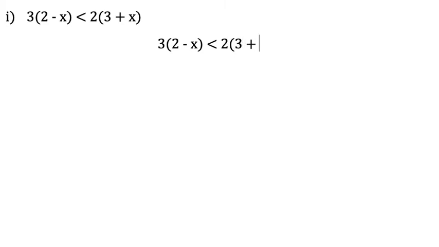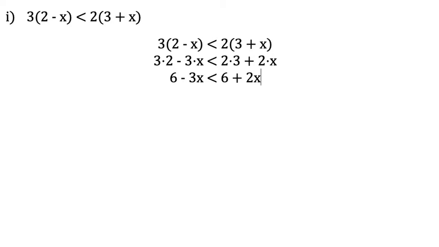We can use the distributive property on both sides, and we'd get 3 times 2 minus 3 times x is less than 2 times 3 plus 2 times x. This would give us 6 minus 3x is less than 6 plus 2x. If we were to remove the 6 from both sides, such that we had 6 minus 3x minus 6 is less than 6 plus 2x minus 6.